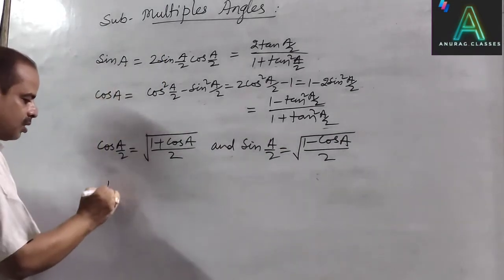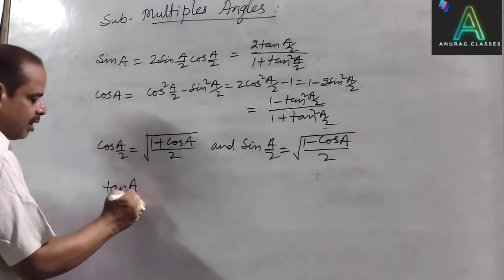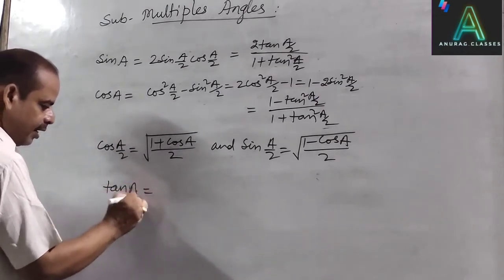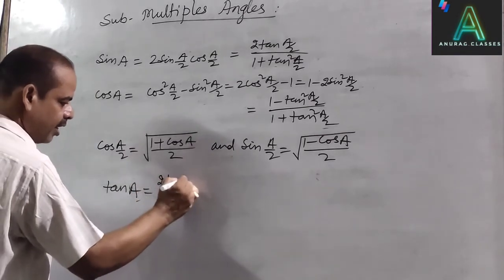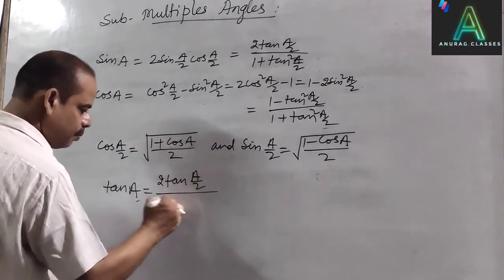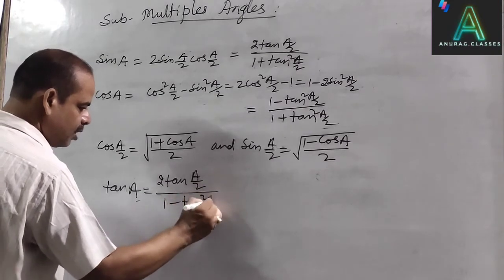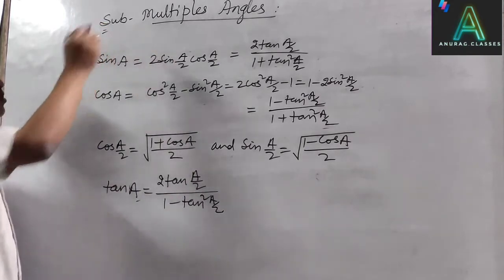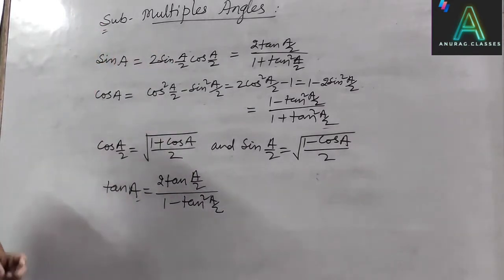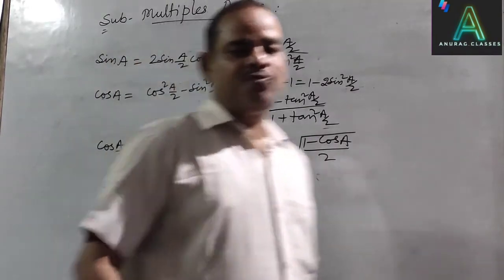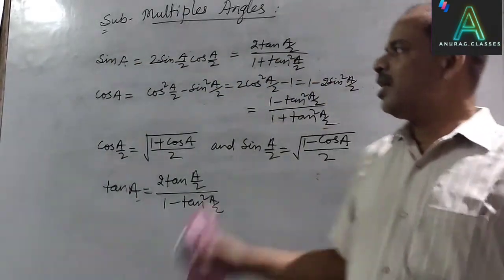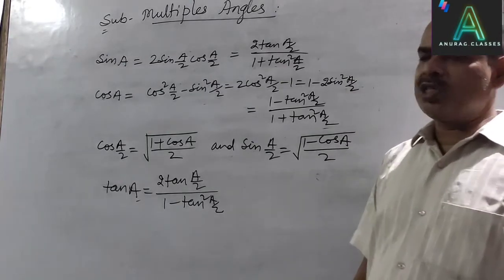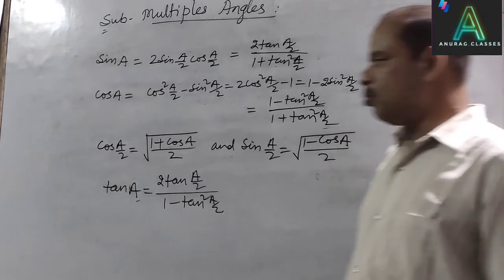Together with these formulas, the last one will be tan A is equal to 2 tan A by 2 by 1 minus tan square A by 2. So you have to remember these formulas in the topic of submultiple angles. So now we have understood all the formulas in multiple angles as well as submultiple angles. So students, now let us see some important questions based upon these formulas.